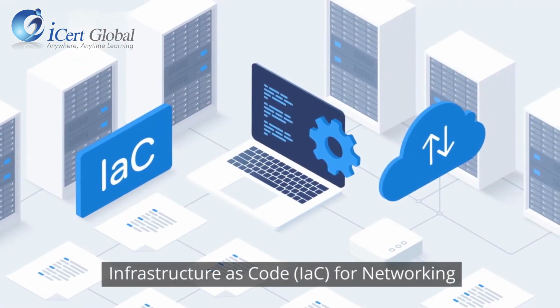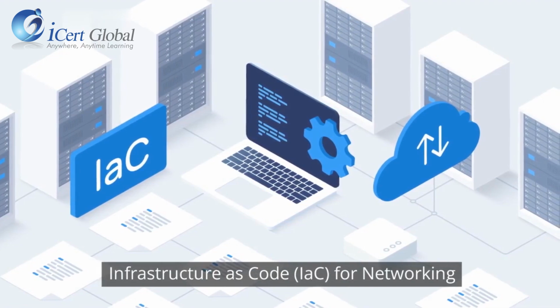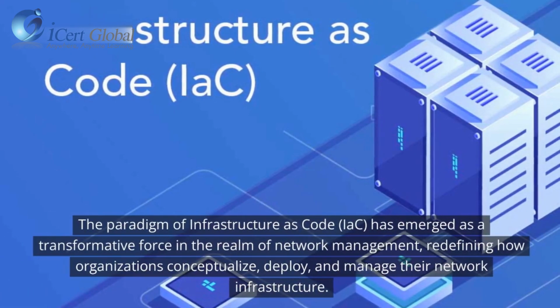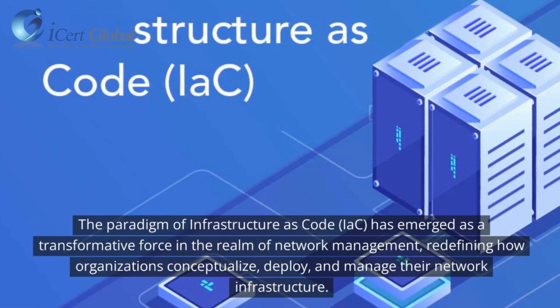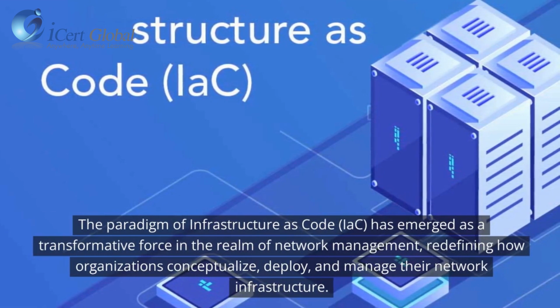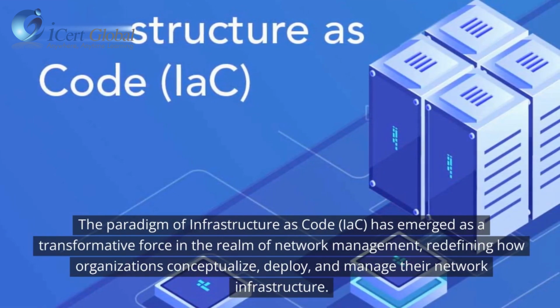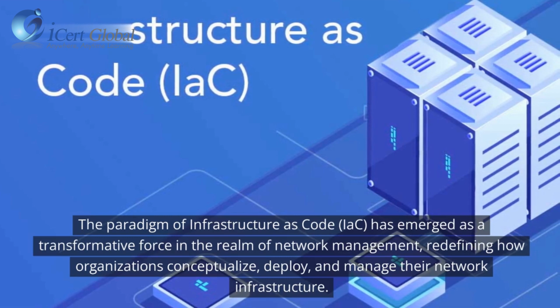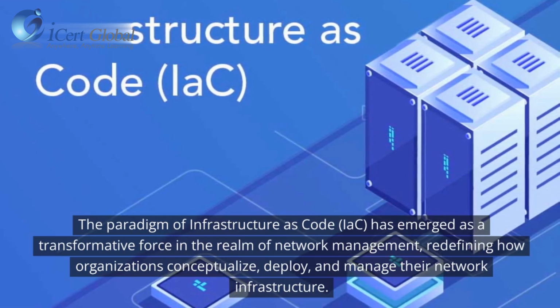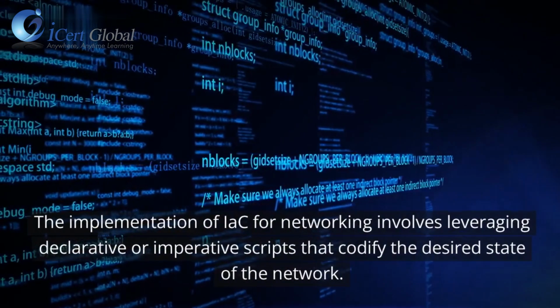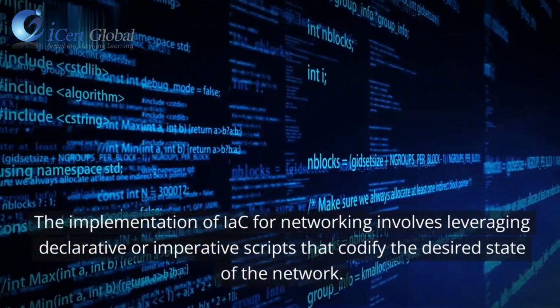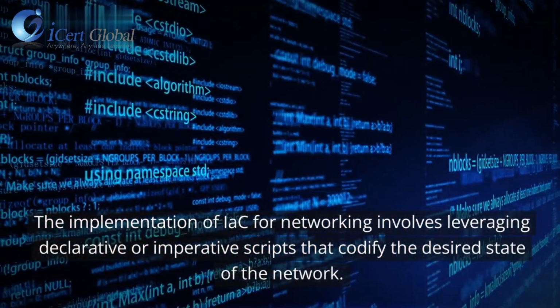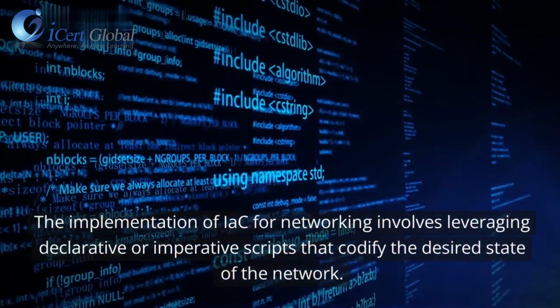Infrastructure as Code, IaC, for networking. The paradigm of infrastructure as code, IaC, has emerged as a transformative force in the realm of network management, redefining how organizations conceptualize, deploy, and manage their network infrastructure. The implementation of IaC for networking involves leveraging declarative or imperative scripts that codify the desired state of the network.